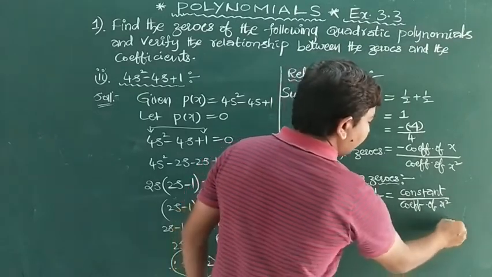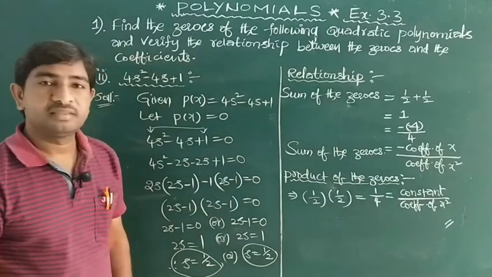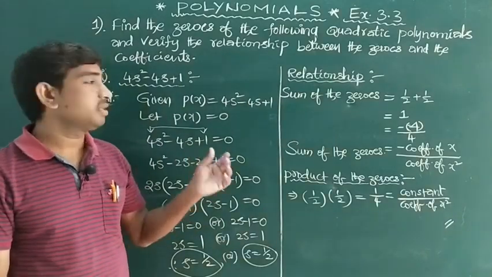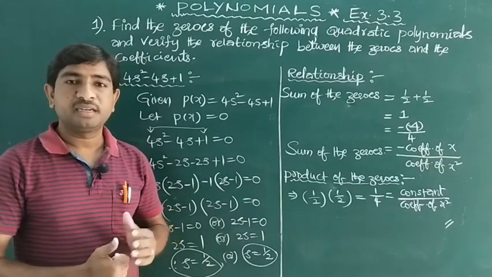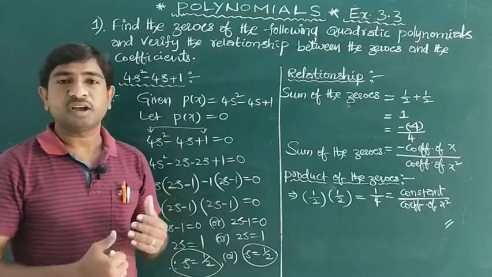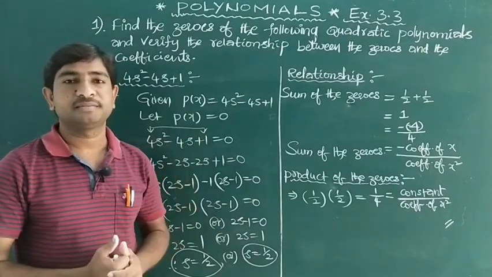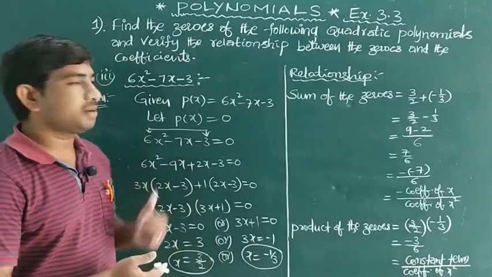So this is the relationship between the zeros and coefficients of the second problem. Okay, second problem solution completed. Now let us see the third problem of this first bit. Now see the third problem solution.